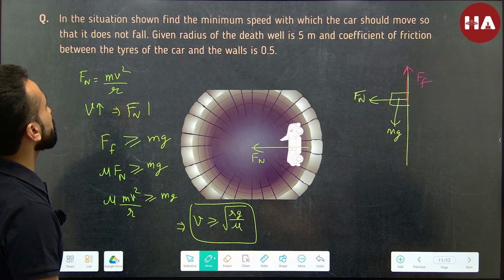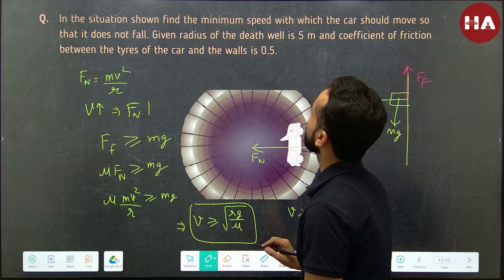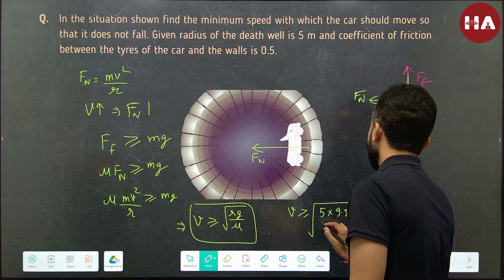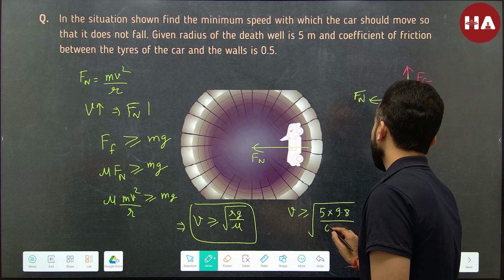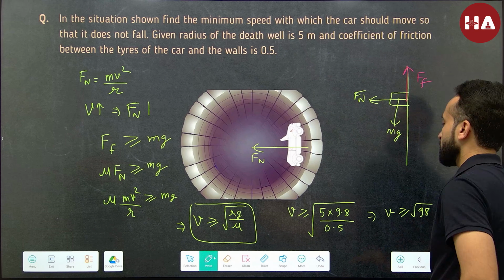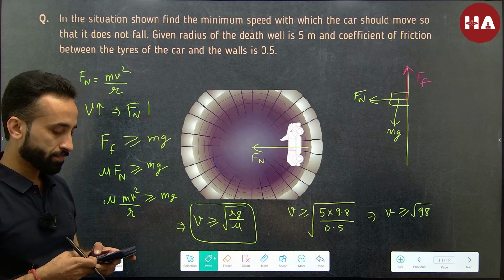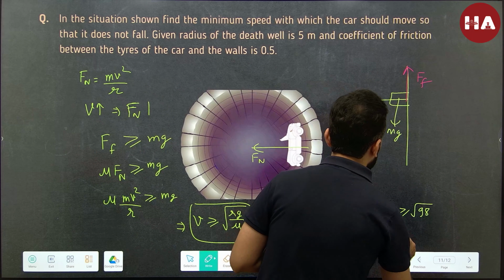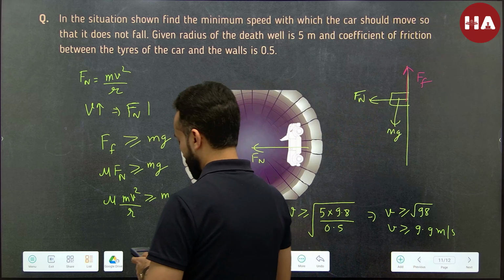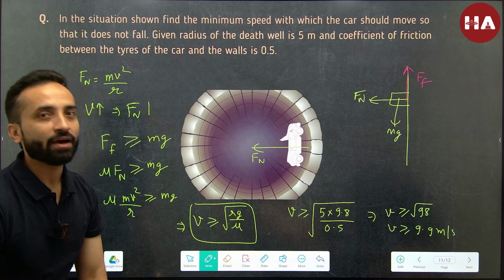So we can do this calculation now very quickly. The value of r is given to be 5 meters, g is, as you know, 9.8, and mu is 0.5. So this gives us v greater than or equal to root 98, isn't it? The value is turning out to be 9.9. So the minimum velocity that you need to have here is 9.9. If you go at a velocity less than that, then there is a risk that your car will slip.